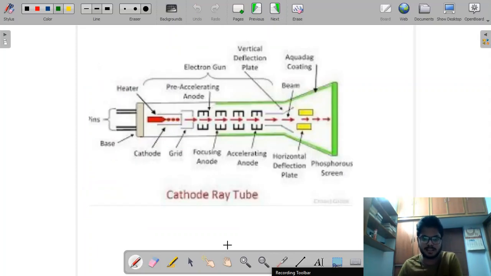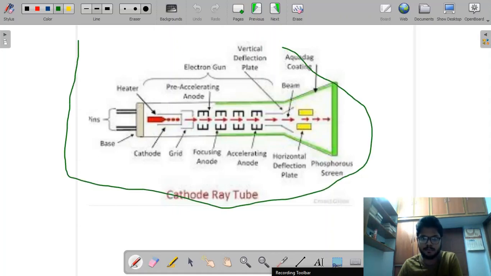This is our exact block diagram of the CRT. From here I will explain in detail how our CRT works. First of all, we have the cathode here. This is called the heater. In general, what will the heater do? The heater will heat up this cathode.